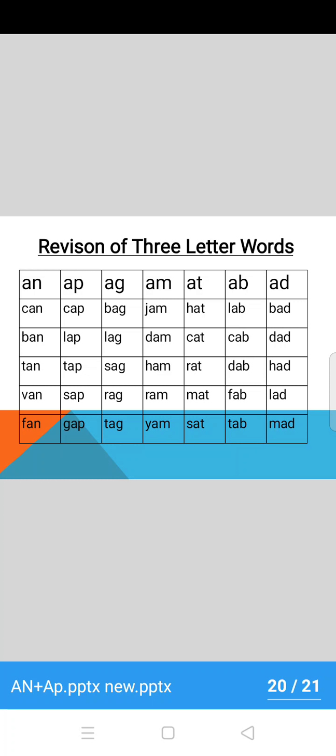Children, revise all the words. Do reading daily, drilling of reading daily.